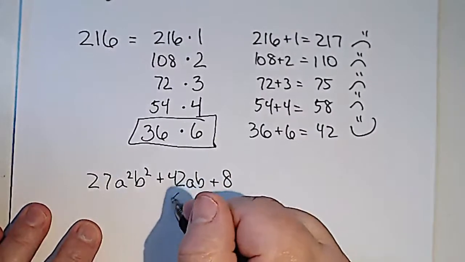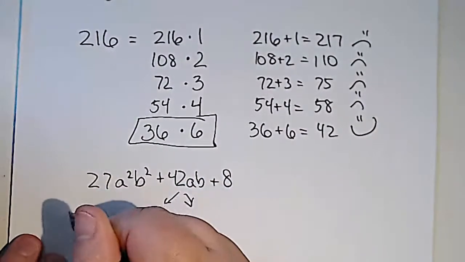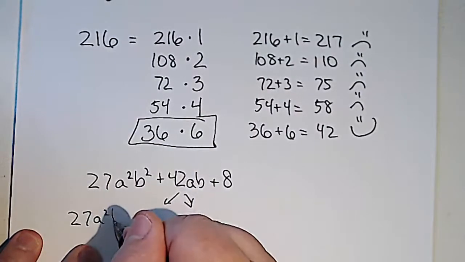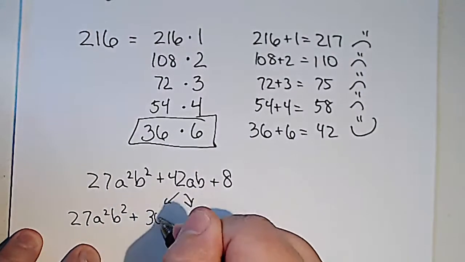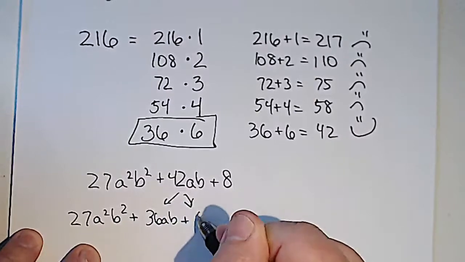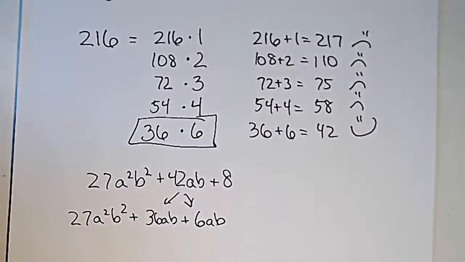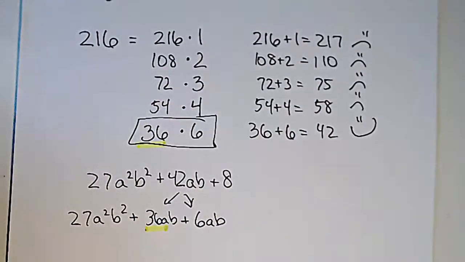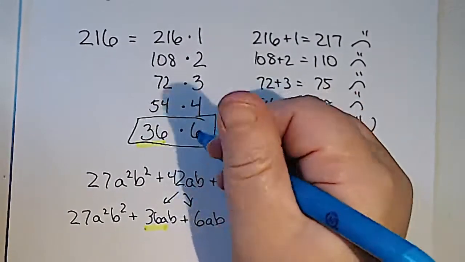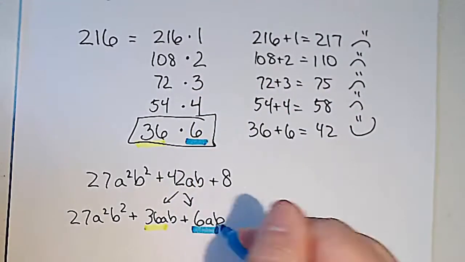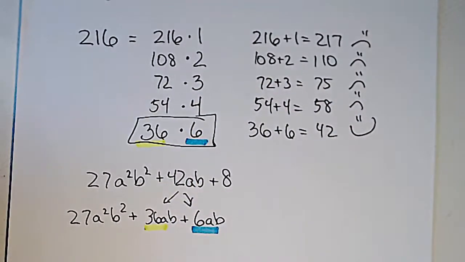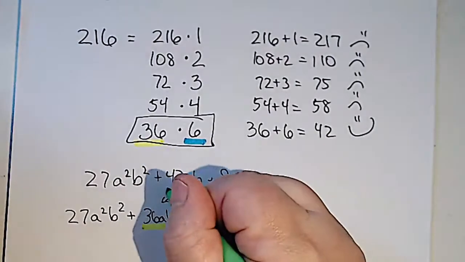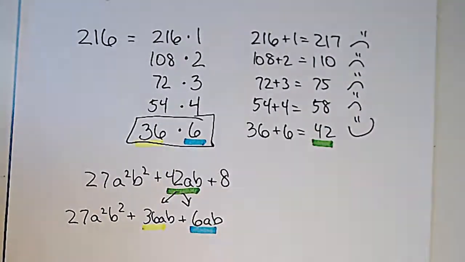And what I'm going to do is I'm going to take 42 and I'm going to split it open. It's going to be 27a squared b squared plus 36ab plus 6ab. See how that works? This number, the 36, comes here. This number, the 6, comes here. And the number in the middle, the 42, was the number we were looking for.